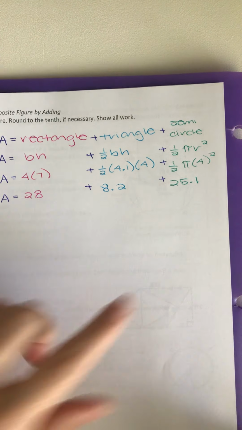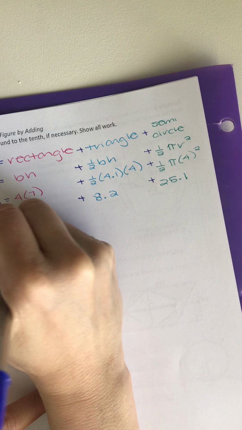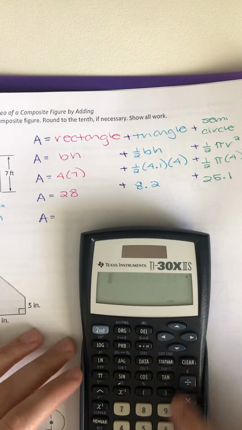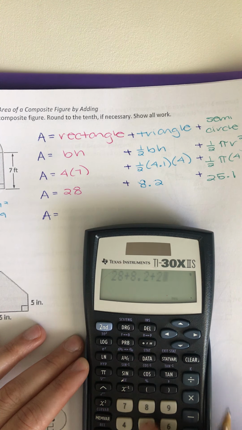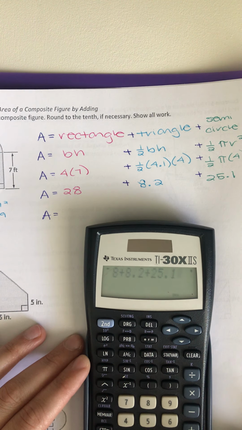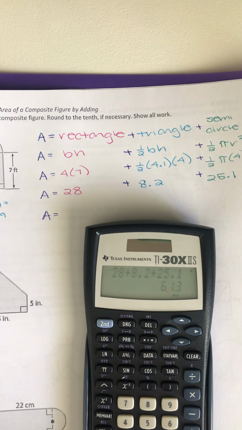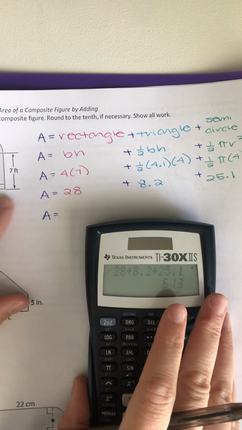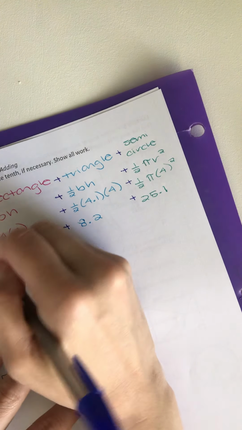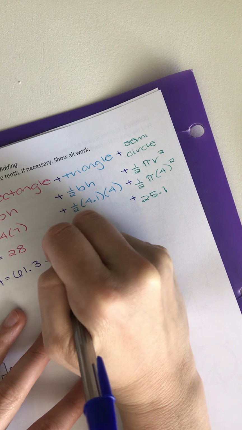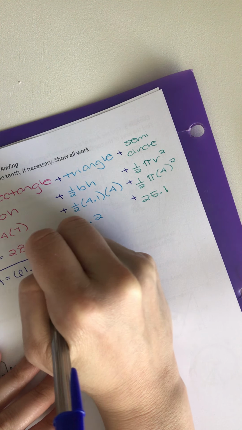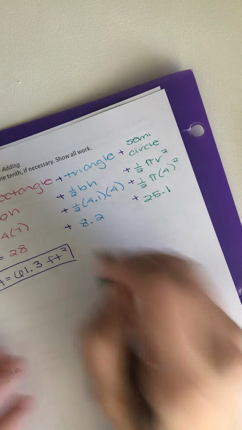So now to find my entire area, I'm going to add 28 from my rectangle, plus 8.2 from my triangle, plus 25.1 from my semicircle, and I get 61.3. It's all in feet. Feet squared.